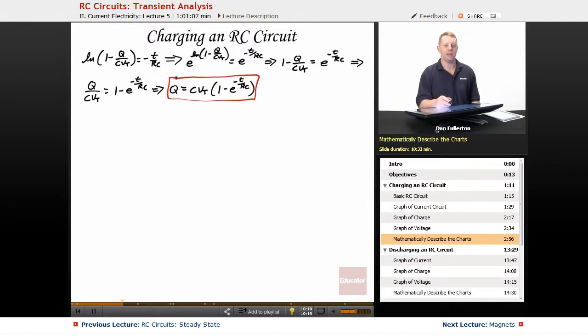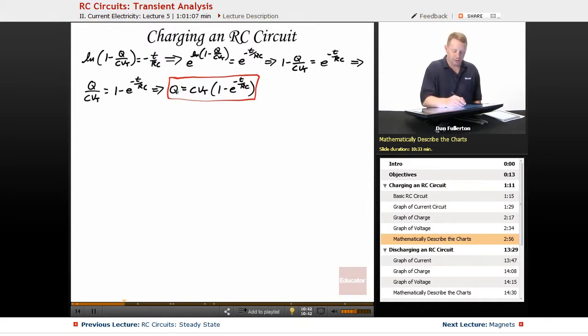And when you do these types of problems, you're going to see very similar forms come up again and again. Some constant multiplied by either 1 minus e to the minus t over RC, or just that constant times e to the minus t over RC. You're going to see this come up again and again and again, to the point where you can almost predict the answer before you go and actually solve it.